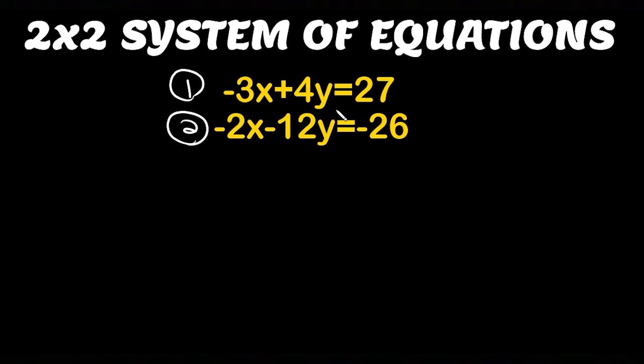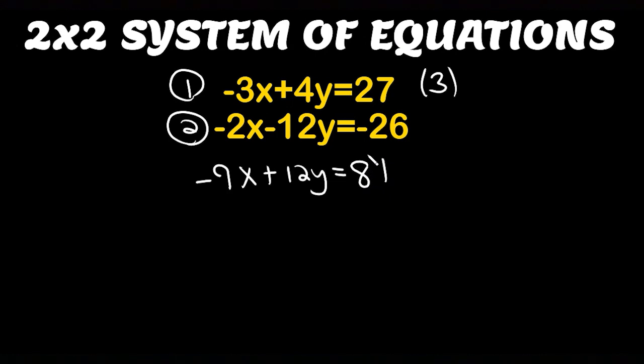Whereas if I look at the y's here, if I just multiply equation 1 by 3, and I do it as an addition problem, the y's will cancel out. So that's what I'm going to do. So multiplying the top one by 3, I get -9x +12y equal to 81. Okay? Now the bottom one, I don't have to do anything with. So just going to rewrite it.